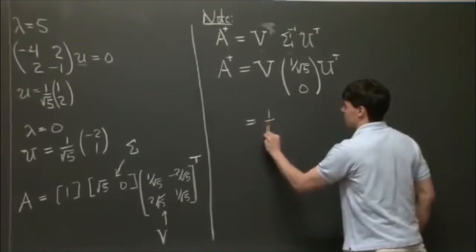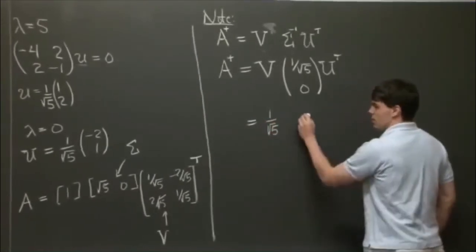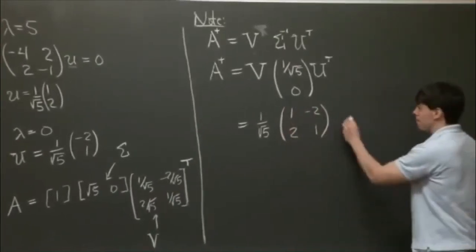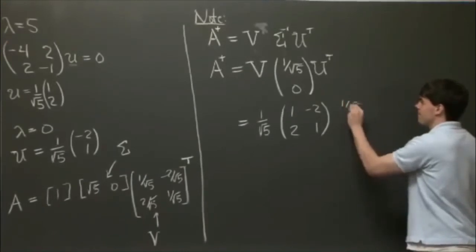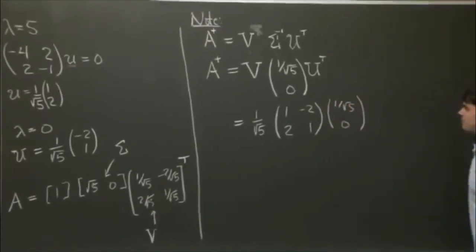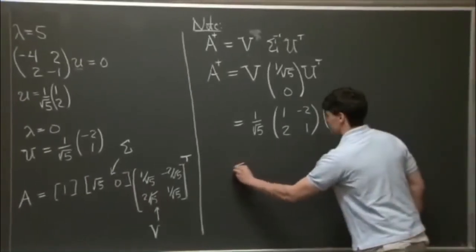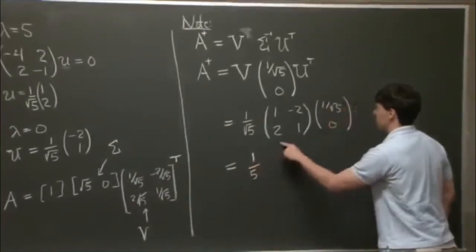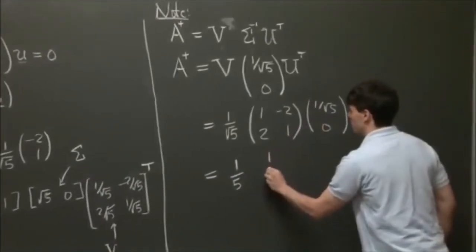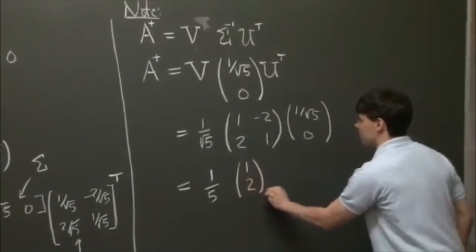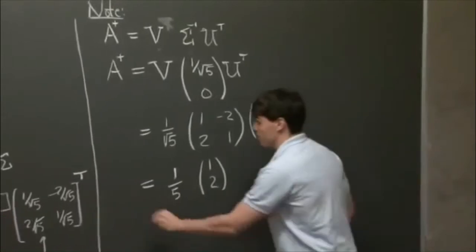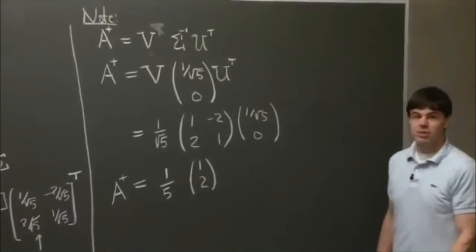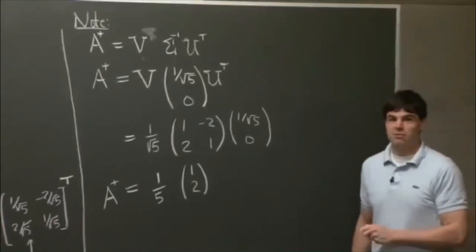We get 1 over root 5, 1, minus 2, 2, 1, 1 over root 5, 0. And if I multiply things out, I get 1/5, 1, 2. Okay, so this is an approximation for A inverse, which is the pseudo-inverse. Okay, so this finishes up part 1, and I'll start on part 2 in a second.